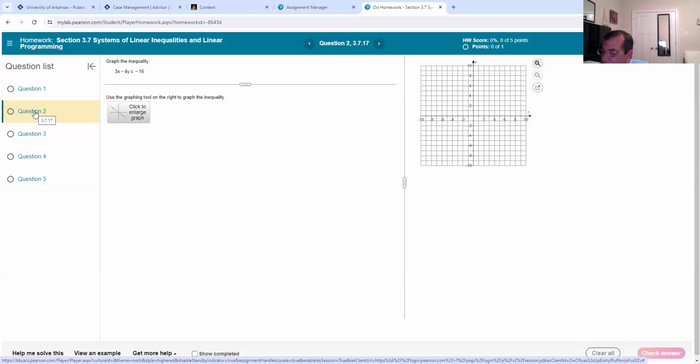All right, y'all, so the main thing that makes this section maybe a little tough is because sometimes you got to solve these for the y. So let's see what we got. 3x minus 4y is less than or equal to negative 16. All right, so I'm gonna work this by hand again.